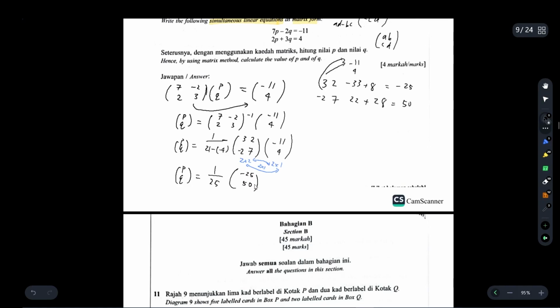Okay, now we have this. Basically we just have to multiply 1 over 25 to each of them. So negative 25 times 1 over 25 gives us negative 1, and 50 times 1 over 25 gives us 2. So by comparison, P equals negative 1 and Q equals 2.